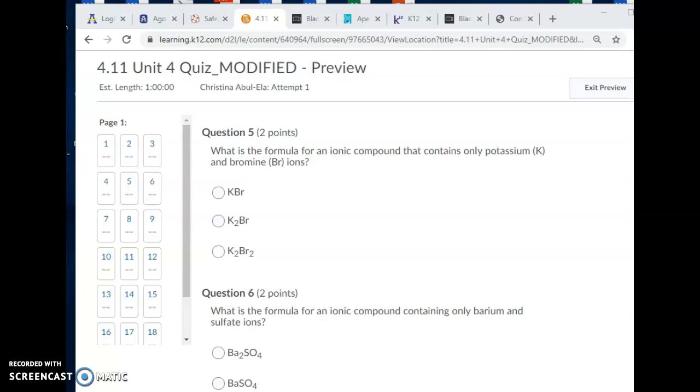Question 5. What is the formula for an ionic compound that contains only potassium and bromine ions? KBr, K2Br2, K2Br2. Let me read those again. KBr, K2Br, K2Br2.